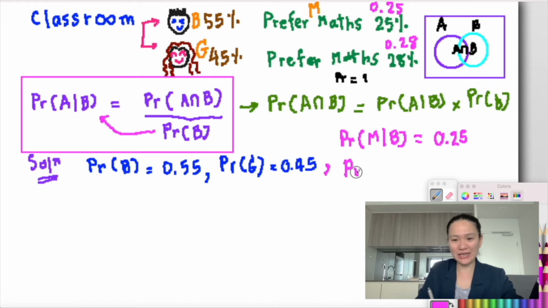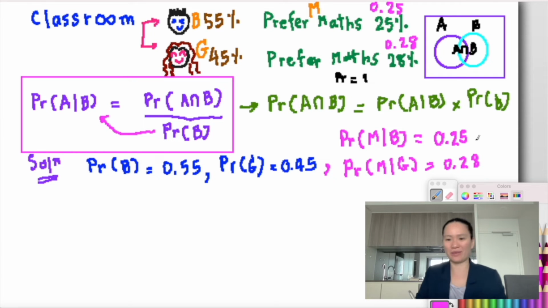And the probability of preferring math given girl is equal here, 0.28. Does it make sense to you?